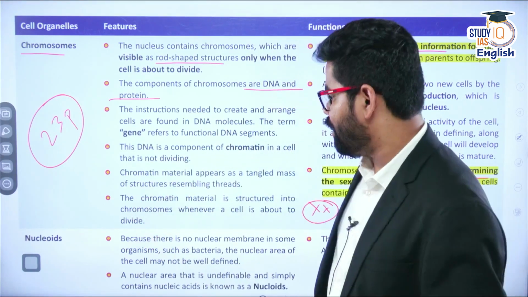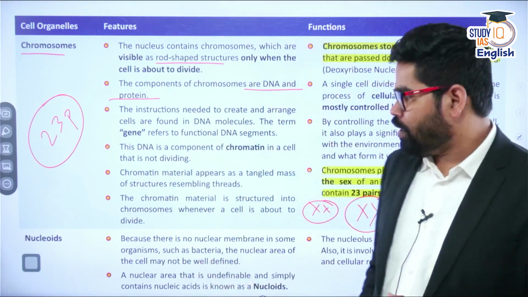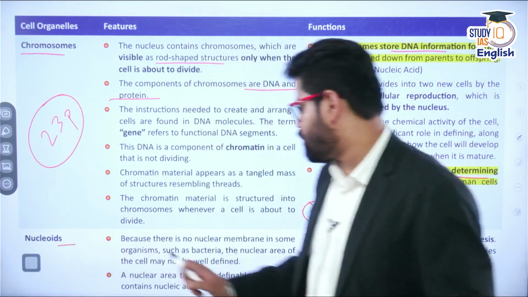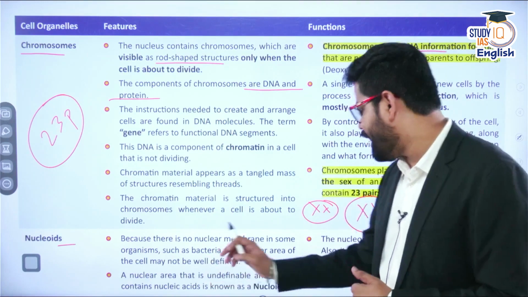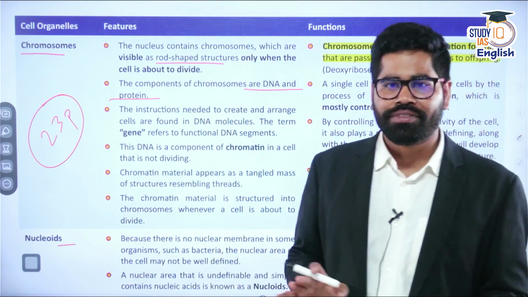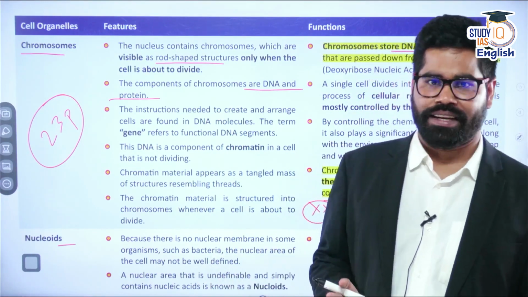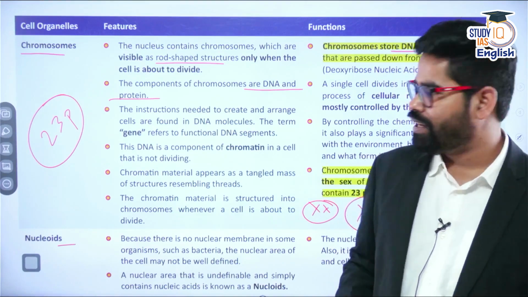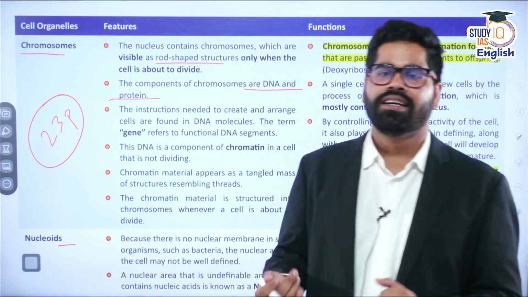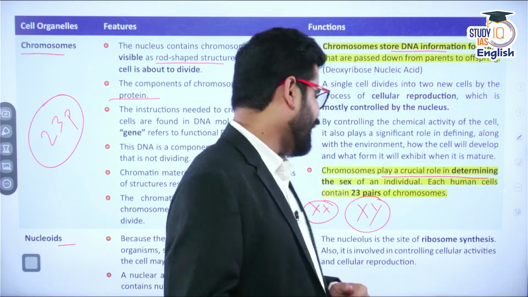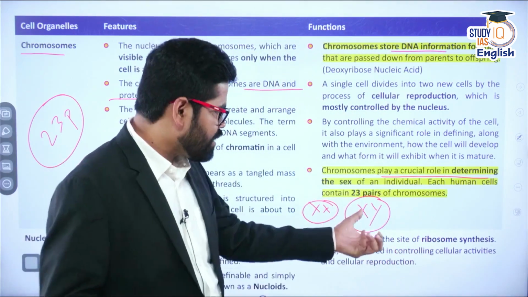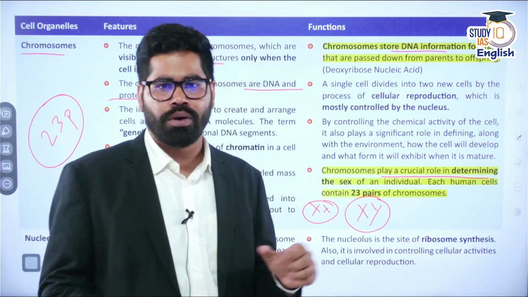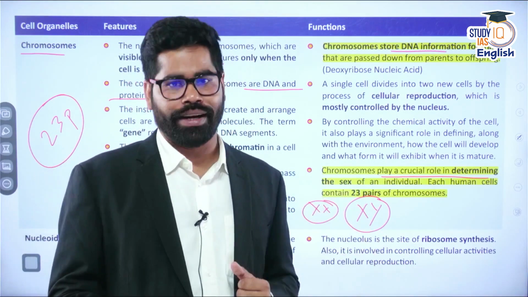Now, we also have one more thing, nucleoids. In some organisms such as bacteria, the nuclear area of the cell is not very well defined, so their genetic material is what we refer to as the nucleoid. And at the same time, the nucleolus is the site of ribosome synthesis inside those organisms.